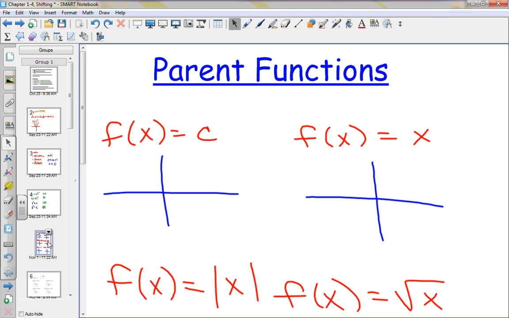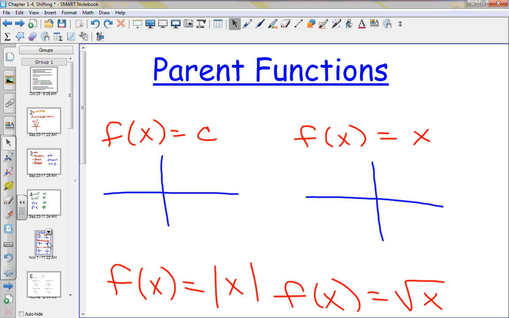A parent function is basically a function that all of the other ones are going to look like. What's going to change is it might be picked up and moved to the right, to the left, up or down. Right, left, up or down, okay? So that's what you have to look at in that standpoint.